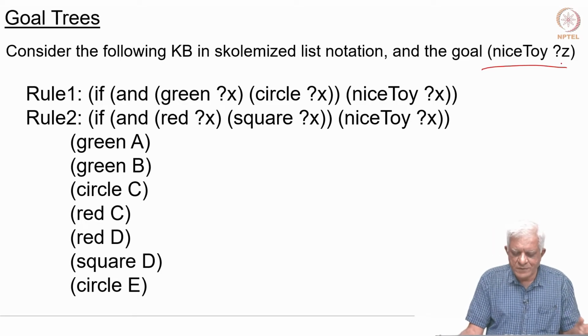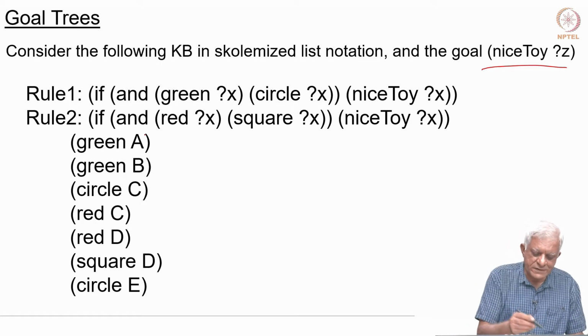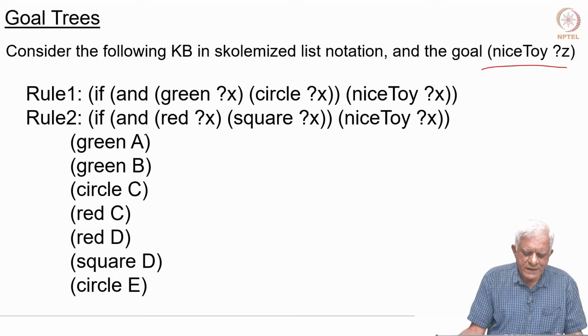What we know about various objects is that A is green. So, as you can see, the facts, as they call them, are all in the knowledge base in practice. A is green, B is green, C is a circle, C is red, D is red, D is also a square, E is a circle.